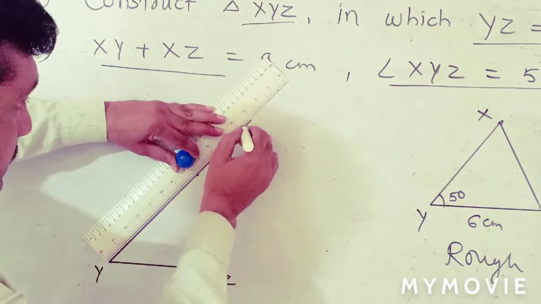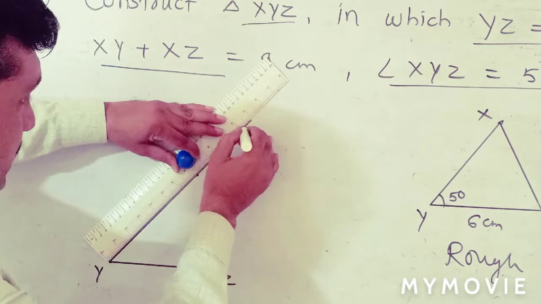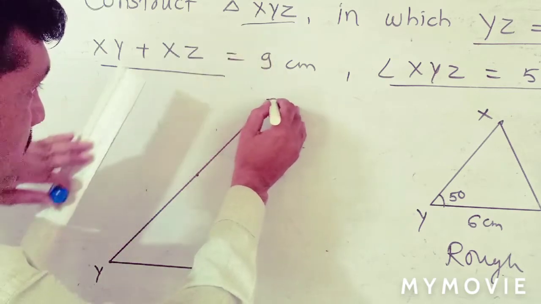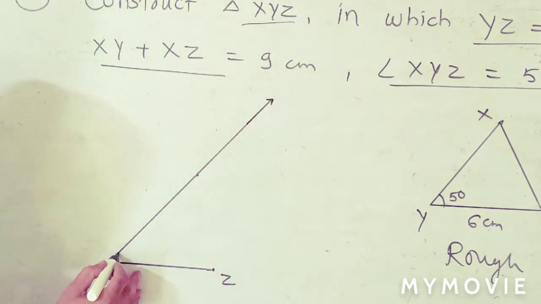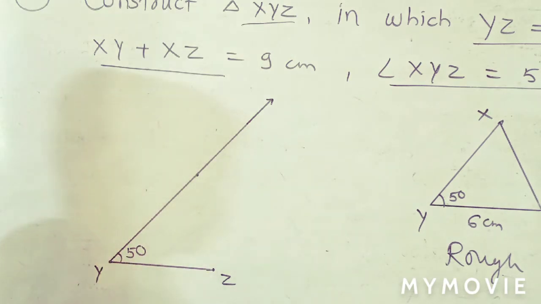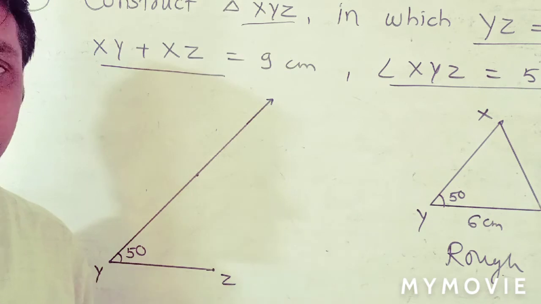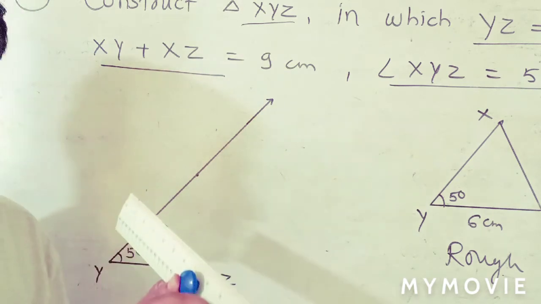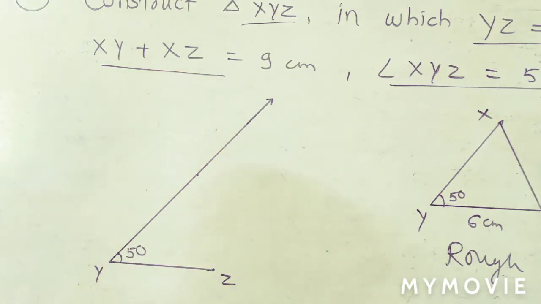We will extend it because we don't know where the arc will come. This angle is of 50 degrees. Now what is the sum of two sides? The sum of two sides is 9 centimeters. Therefore, by using the scale in the rounder, take a 9 centimeter distance.